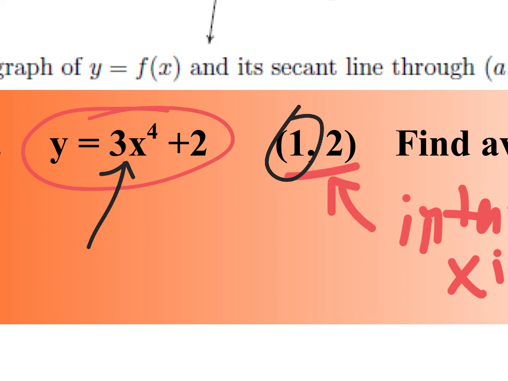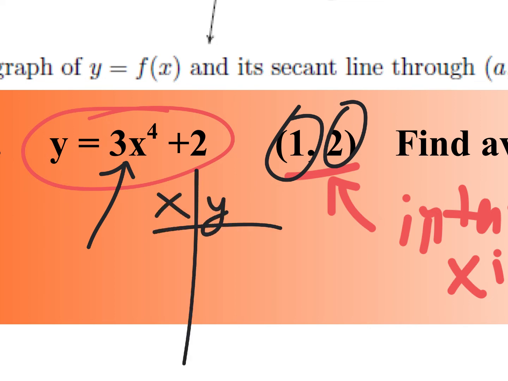These are the x values of the 2 points that I want. So I'm making an XY chart. Everybody please do this right underneath this, and put a 1 here and a 2 here, and figure out when you put 1 in the function, what do you get? The point 1 comma what? And then when you put in 2 in the function, what do you get?